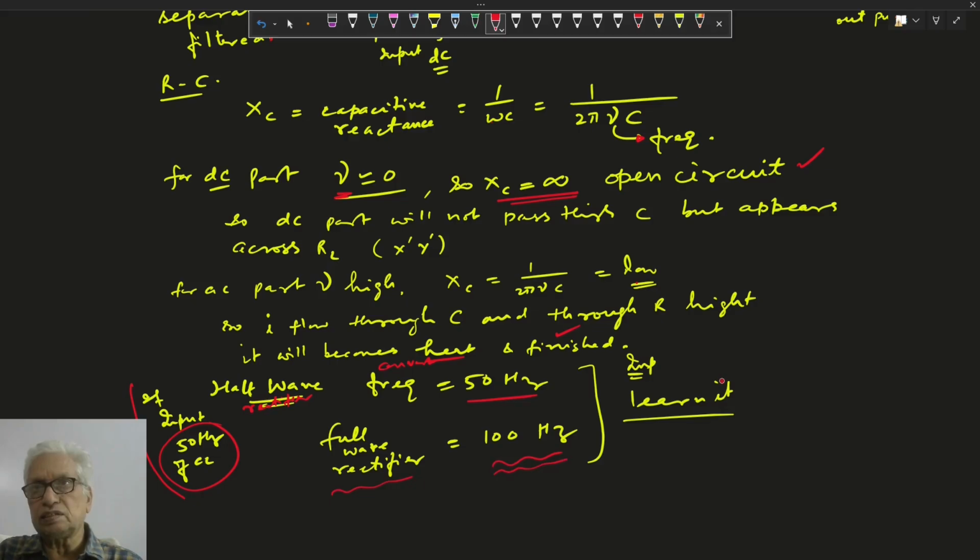One cycle has doubled, it becomes 2 cycles. So learn it. In the half wave rectifier frequency remains the same. In full wave it will be double.